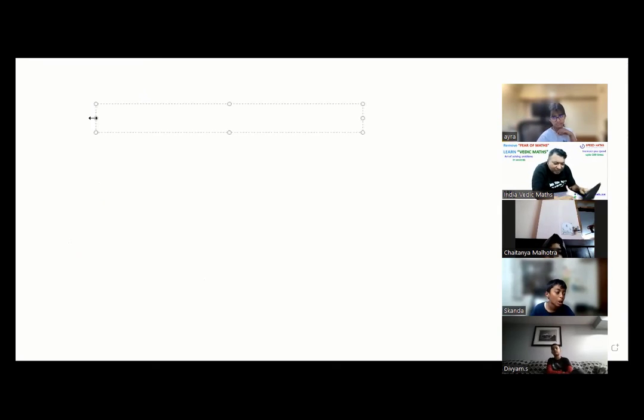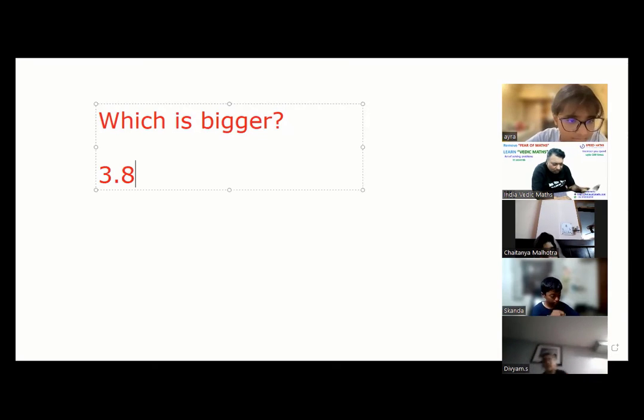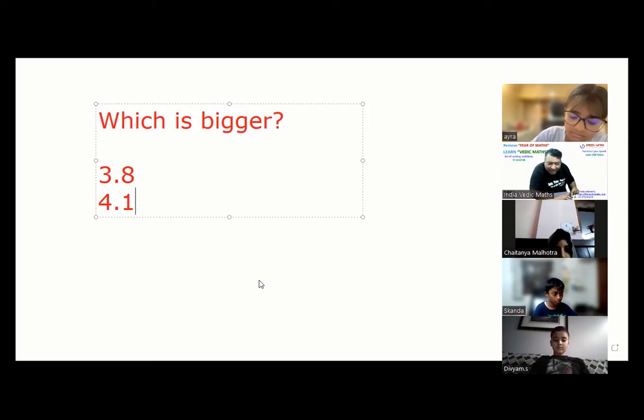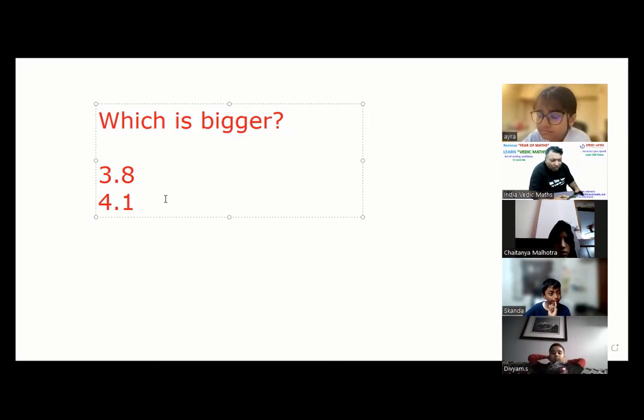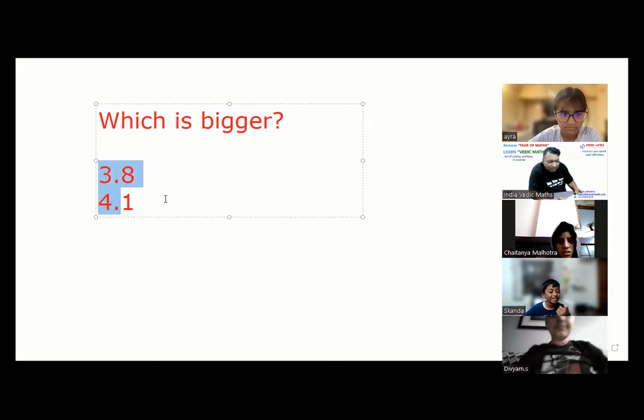Everybody write on the chat which is bigger. You have to just write the number, okay, guys? Everybody write on the chat. Let's see who does it correct. 3.8, 4.1. Tell me which one is bigger. Quickly on chat. Let's see who is correct. You have to write only the bigger number on the chat, nothing else. Once everybody writes, then I'll tell you correct or not. Quickly, guys. You have to write very fast. Perfect. 4.1 is bigger because the first number itself is bigger. Perfect.